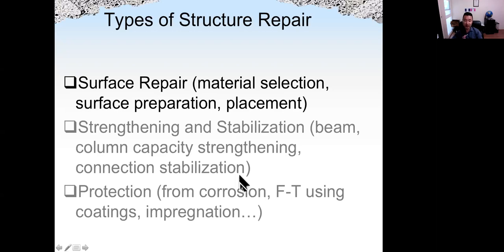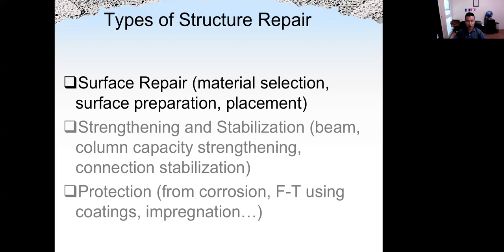There are different types of structural repair. The first one is surface repair. Repair spalling due to corrosion of reinforcement, delamination. We'll study how to select the materials, how to prepare the surface, and how to place the repair materials. And this is the focus for this lecture.